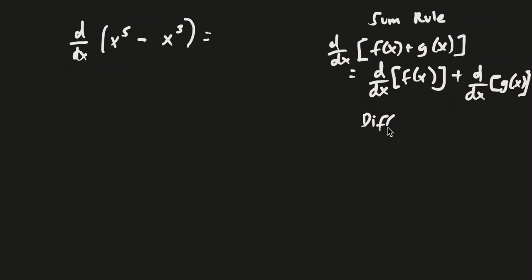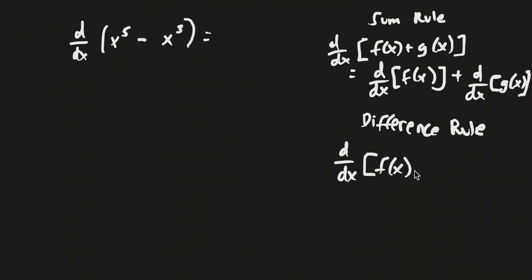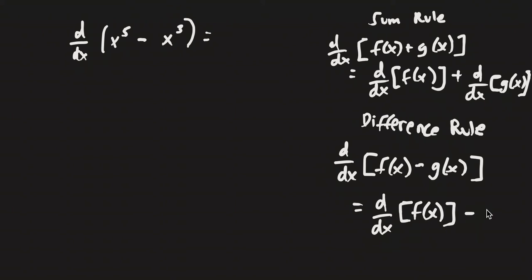So the difference rule is very similar to the sum rule. In fact, it's the exact same, except I have the difference of these two functions. So this would be f(x) minus g(x) equals, and then I take the derivative of each one individually. So like this. I'm running out of space here. So like this. So let's use this difference rule to solve this.